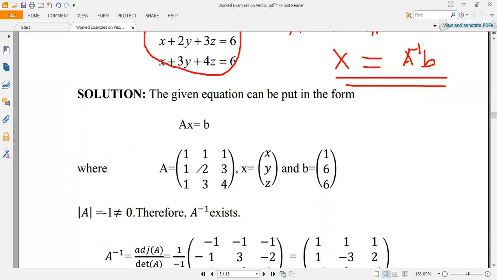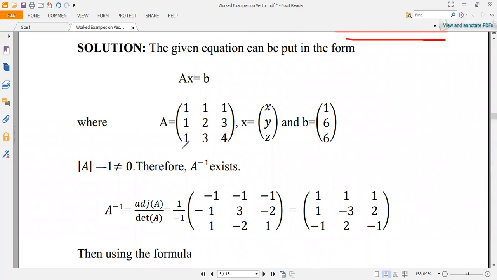So writing in this form, AX is equal to B, the coefficient matrix is this one, the unknown column vector is X, Y, Z, and the column vector B is this one. First, if the coefficient matrix is invertible, we can find its inverse. The determinant of the matrix is minus 1, which is different from 0, so it has an inverse. Then A inverse is obtained by finding the adjoint of the matrix and the determinant of the matrix. Clearly, the adjoint is this one, and dividing by its determinant, you will get A inverse, which is this one.